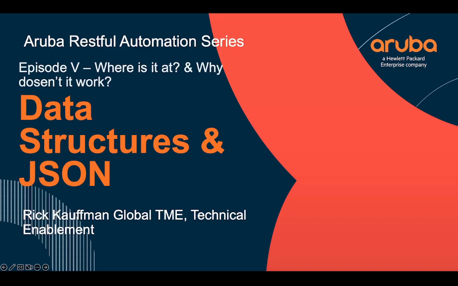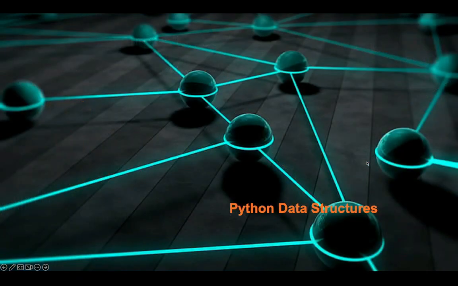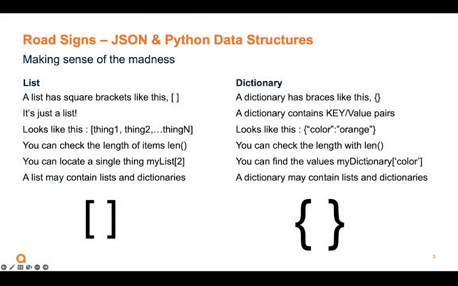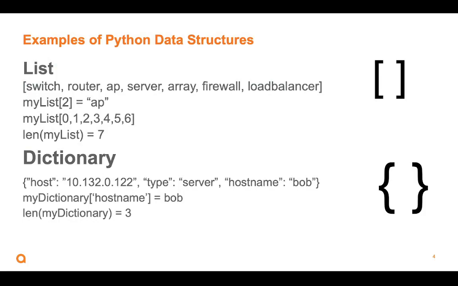Okay, so let's look at what we call Python data structures. We've covered this. This is like our third time going over this. Just remember, lists have the square brackets, dictionaries have the curly braces. That's all I want you to remember. A list is just a list of things, but a dictionary has keys and values, and we're going to look at how to find those keys and values.